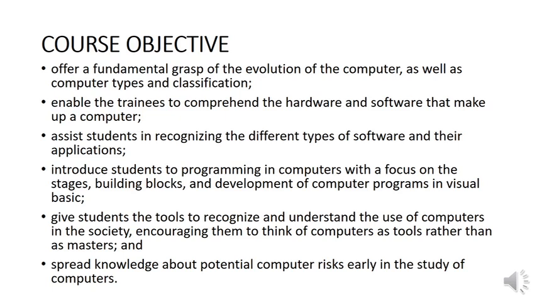But like I said, the objective of the course is to assist students in recognizing the different types of software and their applications, to enable the trainees, which is the students, to comprehend the hardware and software that make up a computer. Another objective is to offer a fundamental grasp of the evolution of the computer, as well as computer types and classification. When we say evolution, that means generation. I'm going to go into details of that evolution.